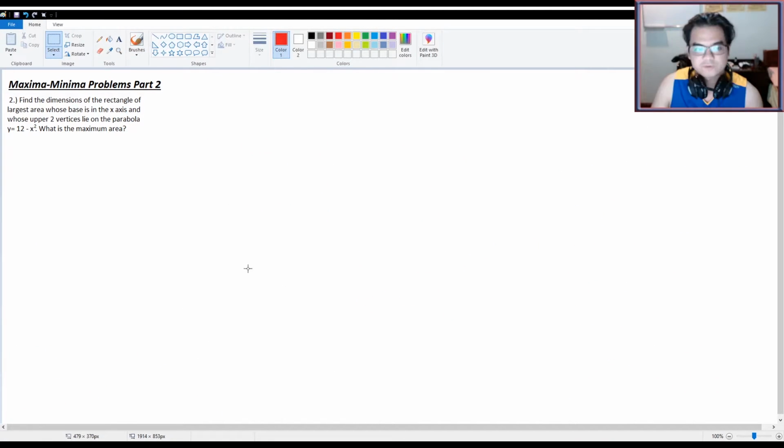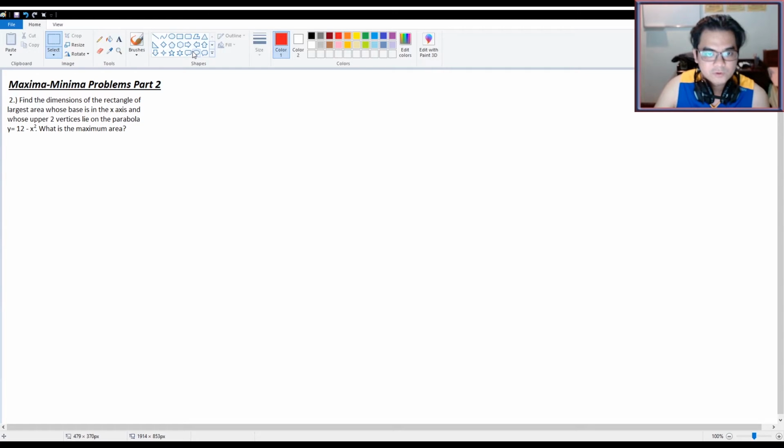Okay, so for the next problem, number 2, we have: find the dimensions of the rectangle of largest area whose base is on the x-axis and whose upper two vertices lie on the parabola y equals 12 minus x squared. What is the maximum area? So we are asked to find the maximum area of the rectangle.